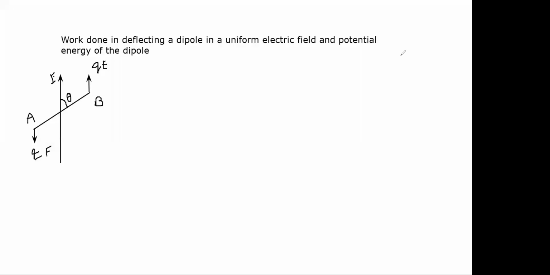The next topic of discussion: work done in deflecting a dipole in a uniform electric field and potential energy of the dipole. So let us consider an electric dipole, at points A and B, which is placed at an angle theta with a uniform electric field of strength E.